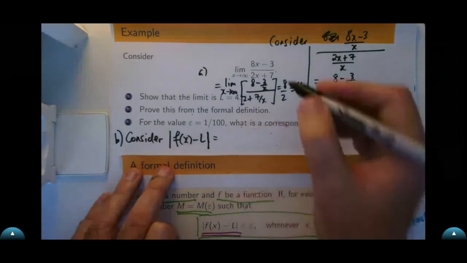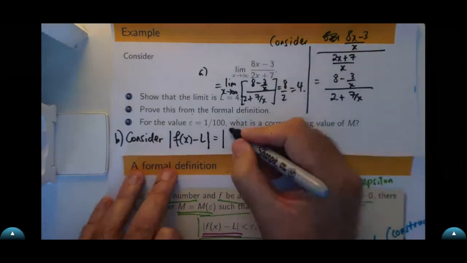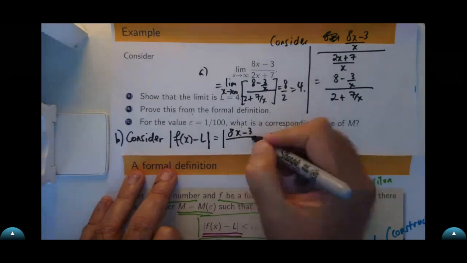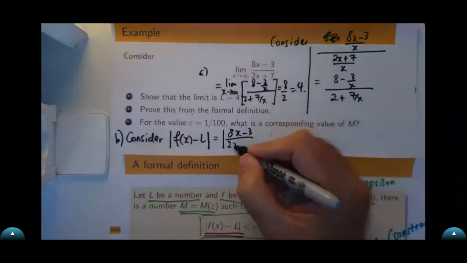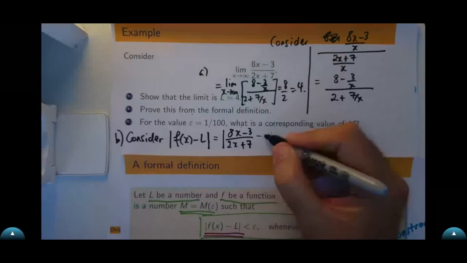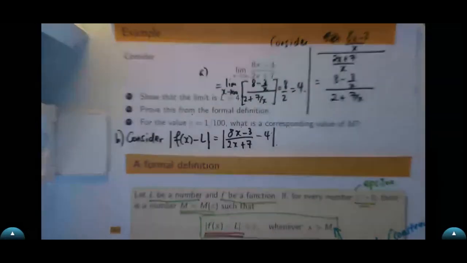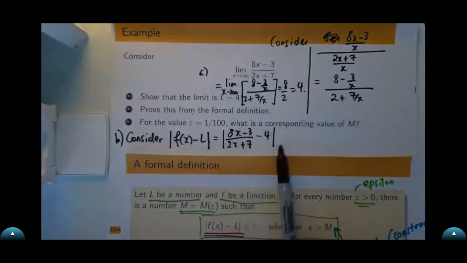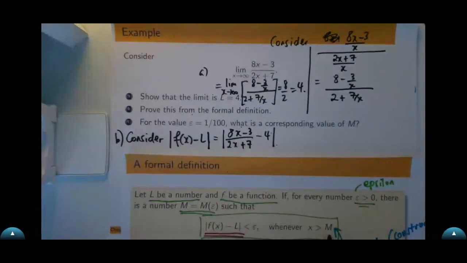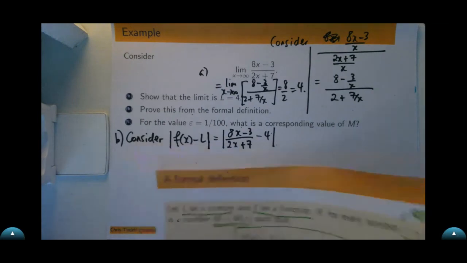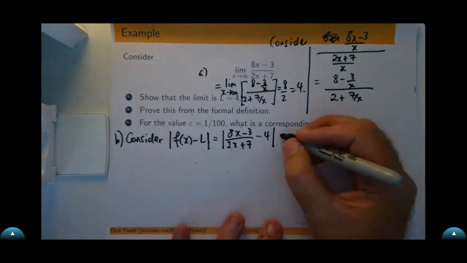So here I've got this 8x minus 3 over 2x plus 7, and the limit is 4. What I'm going to try to do with this is simplify, and use this inequality to find what M is going to be. As I go through, you'll see what happens. I'm trying to simplify and then solve an inequality. They're probably the two most important steps.